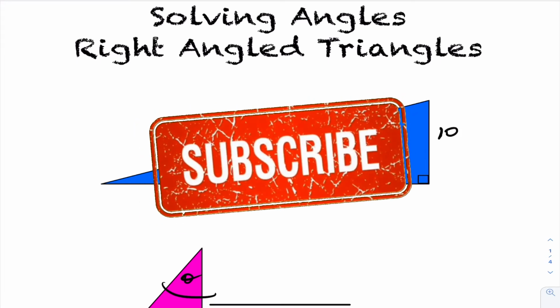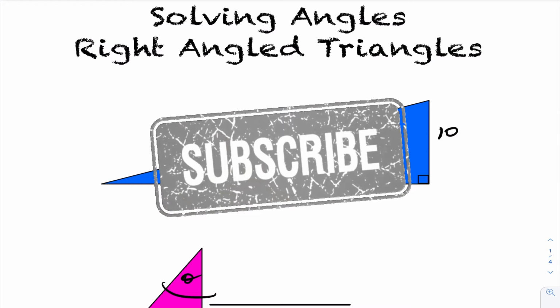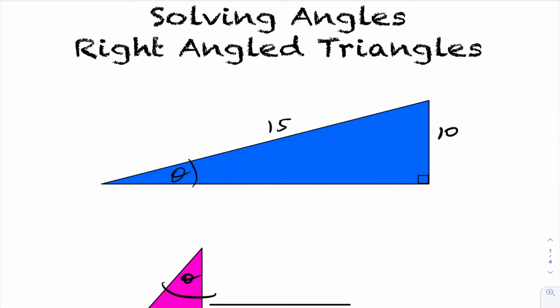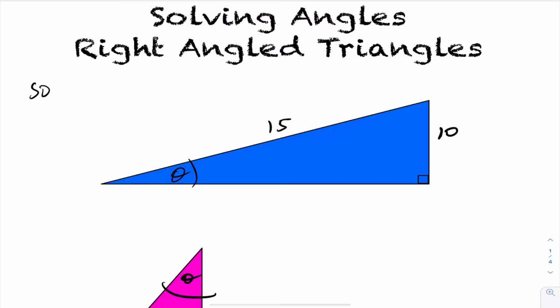In today's lesson, we're going to be looking at solving angles of right-angled triangles. I just did a lesson on solving for lengths of right-angled triangles. I'll link that in the top right-hand corner if you missed it. I want to extend that concept with solving for angles of right-angled triangles, using the SOHCAHTOA method that we discussed in the last video.